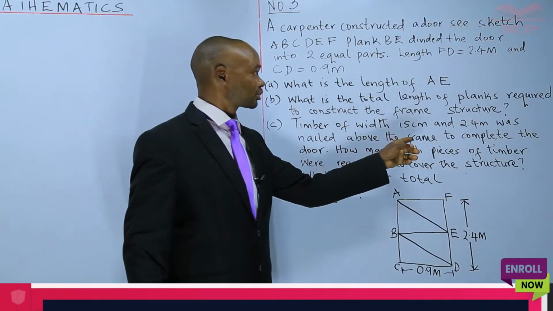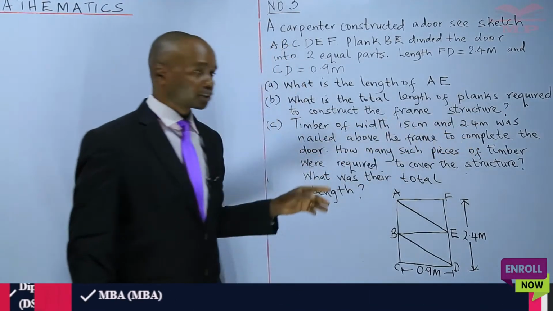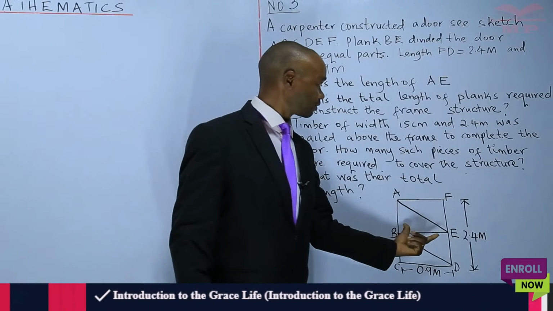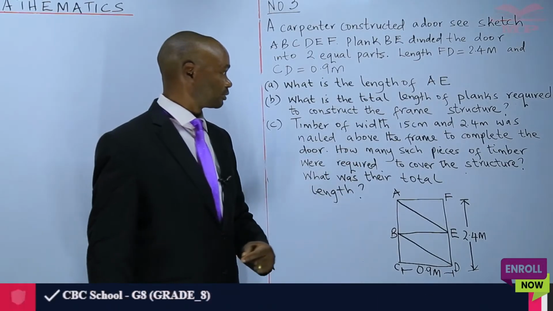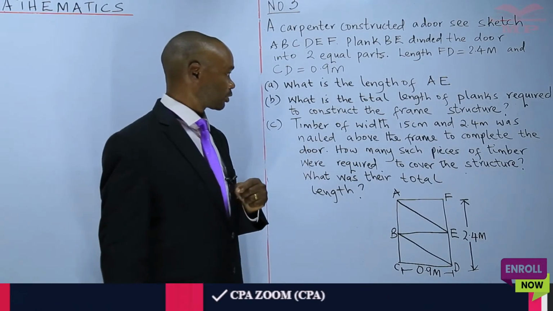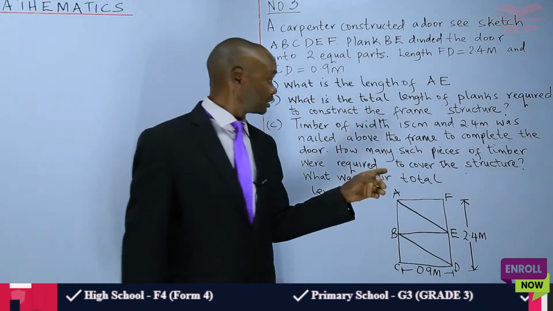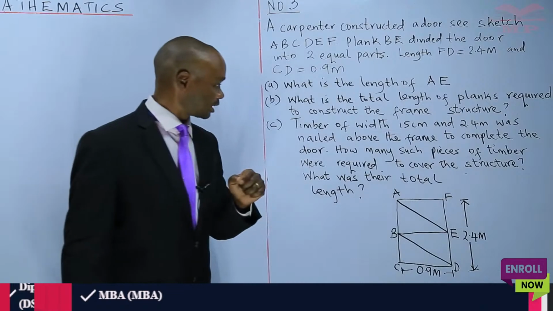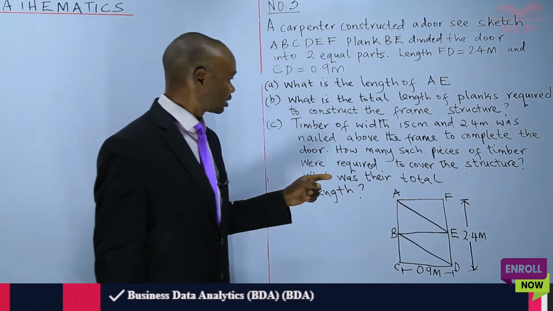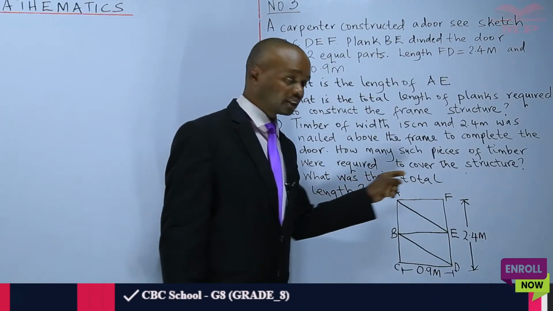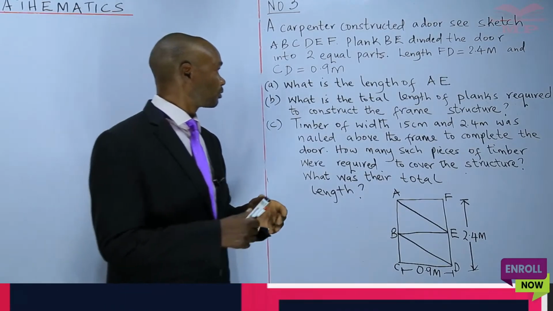And the last question, C: timber of width 15 centimeters and 2.4 meters was nailed above the frame to complete the door. So you are asked how many such pieces of timber were required to cover the structure. So then what was the total length?